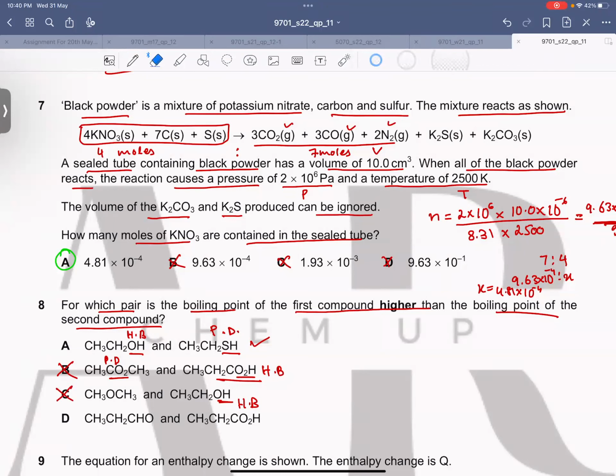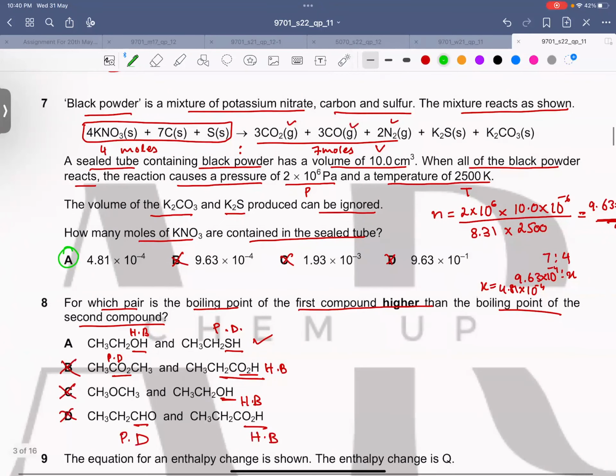In the same way, here we have an aldehyde and carboxylic acid. Carboxylic acid has a hydrogen bond, and here we have permanent dipole forces. So D goes wrong, and A is your correct answer. Is this clear to everyone?